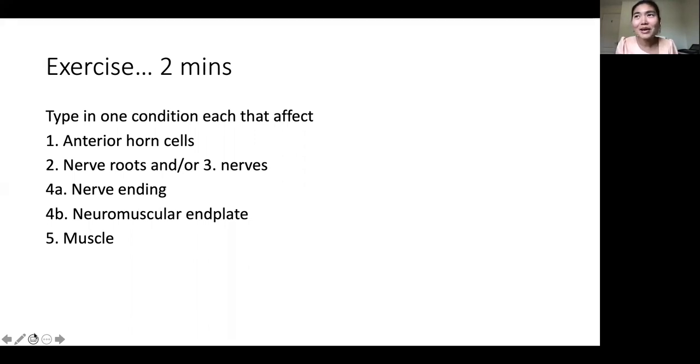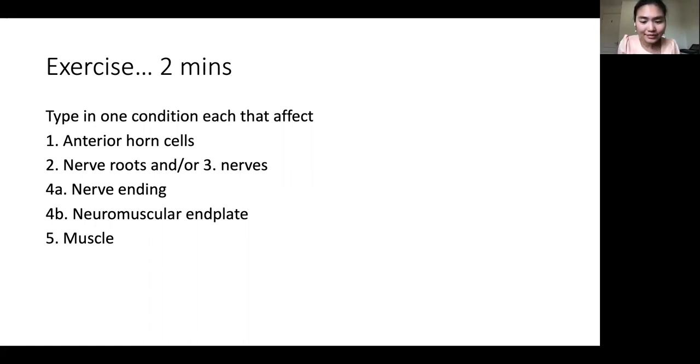Some people might be bookworms, so they might be able to answer all the questions. I don't really mind, but I just would like to know what the majority is like about this topic. So I'll give about 2 minutes. Any condition that you have heard that can affect anterior horn cells, nerve roots, nerve endings, neuromuscular end plate, and muscle. Yeah, I've got one entry now. Spinal cord tumor. If that tumor only affects anterior horn cells, perhaps.